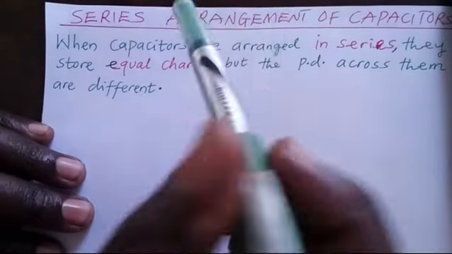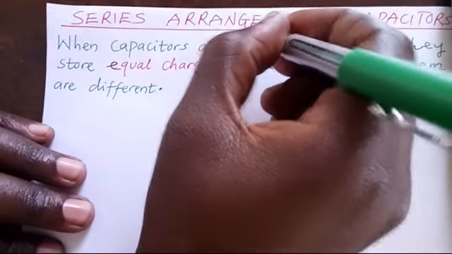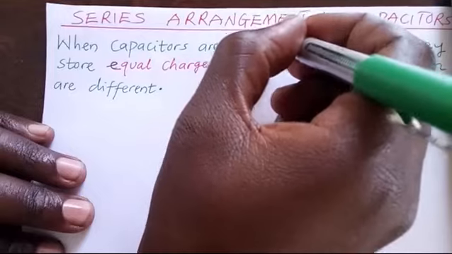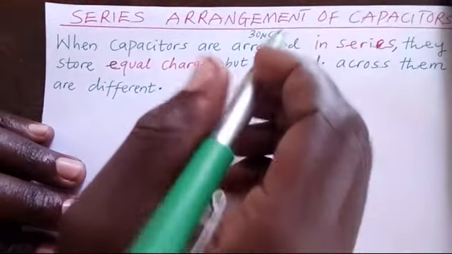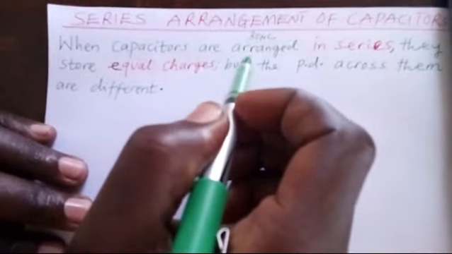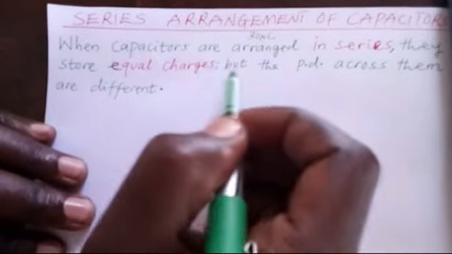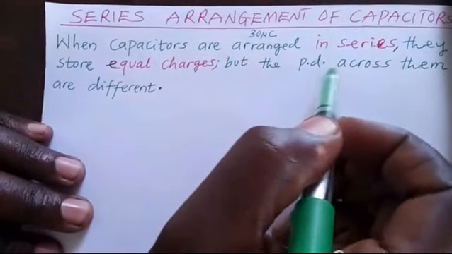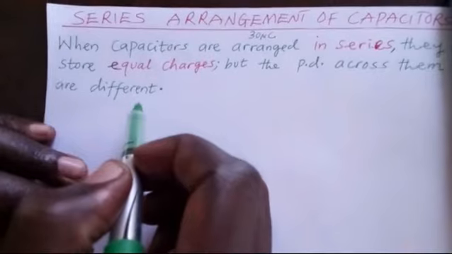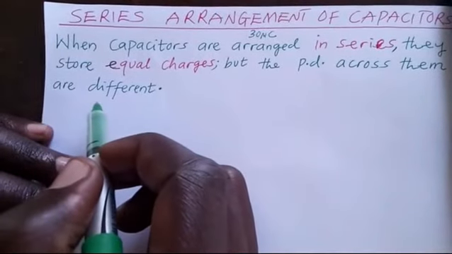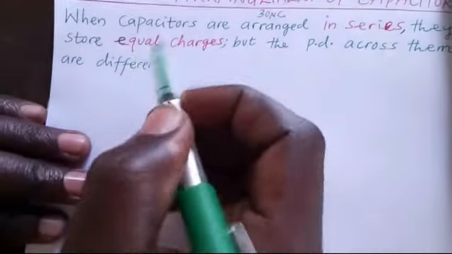If one of them stores a charge of 30 microcoulomb, all of them will store this 30 microcoulomb, provided they are arranged in series. But the PD across them are different, meaning they have different voltages across them.